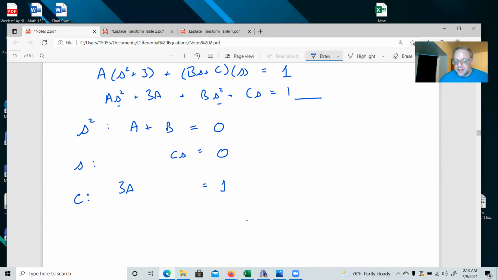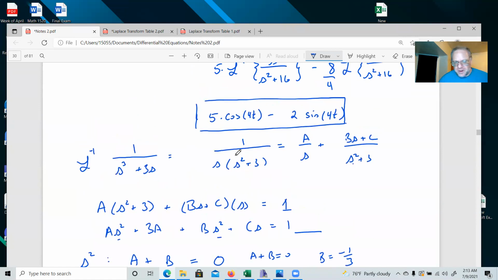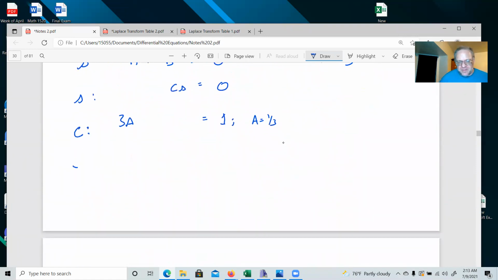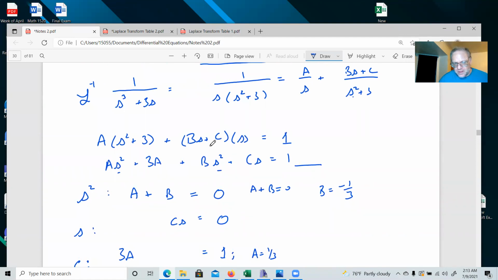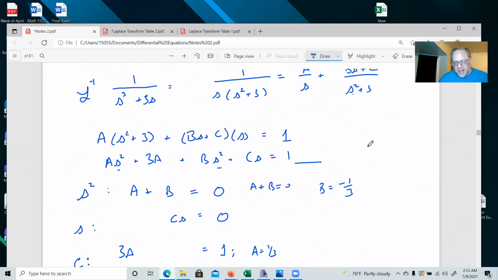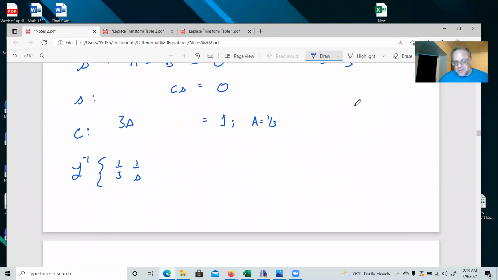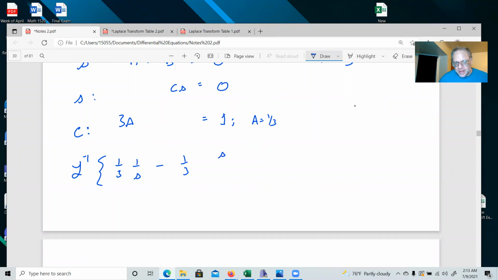That's not so bad. As far as matrix equations go, if this was what we had for the most part, this would be nice. A is equal to a third. Since A plus B is equal to 0, and I know A is a third, B must be negative a third. So when I put this back together, we've got the inverse Laplace transform of 1/3 times 1 over s. And then, well, C was 0, so this is going to be minus 1/3 s over s squared plus 3.